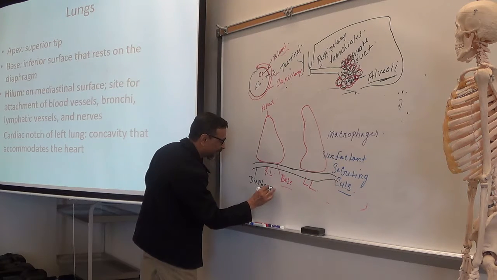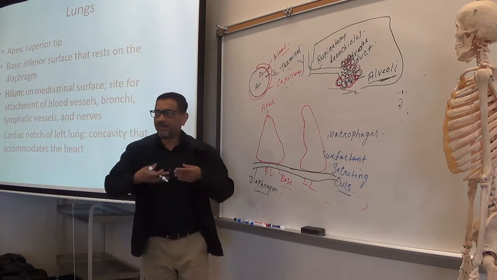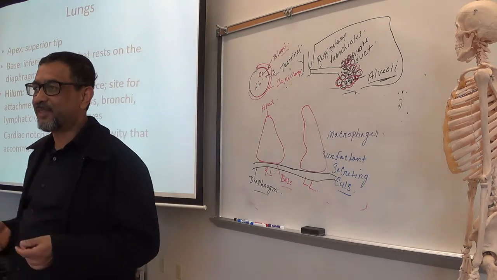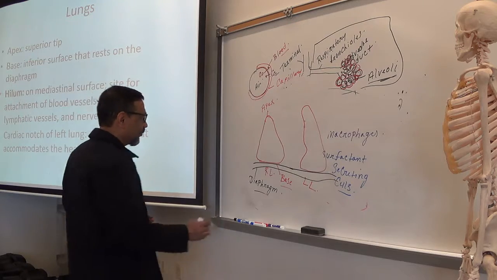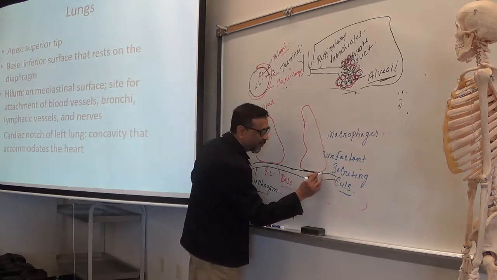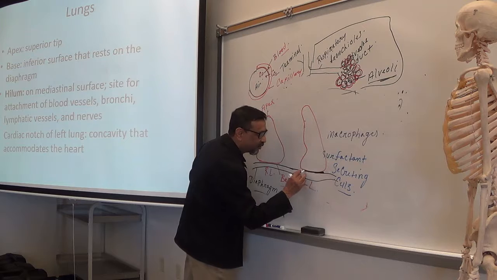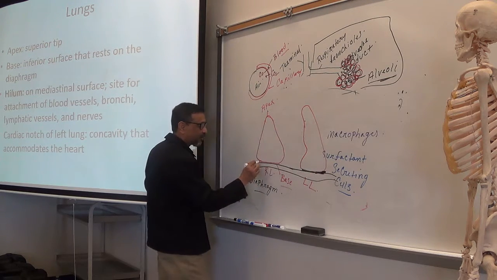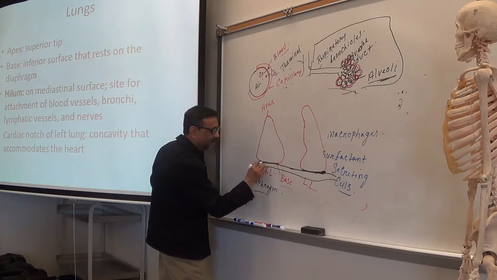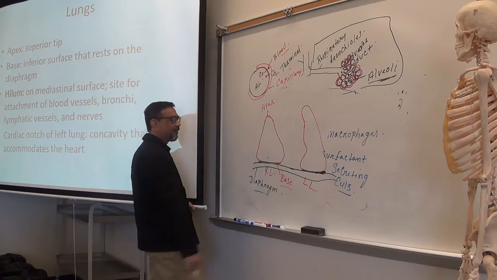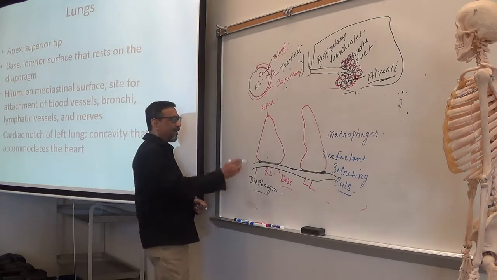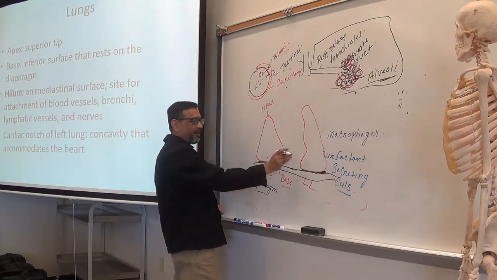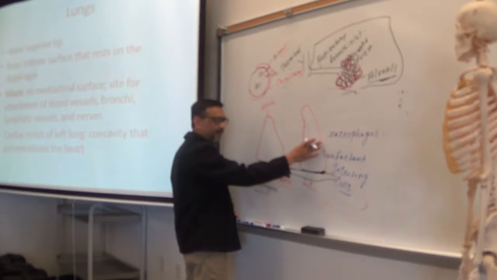What's the main function of the diaphragm? Breathing, respiration, right? So the bottom of the lung, that means the base of the lung, is strongly attached to the diaphragm. Strongly attached to what? The diaphragm, like this. Now, the right lung is broad and slightly shorter. The left lung is long and narrow.